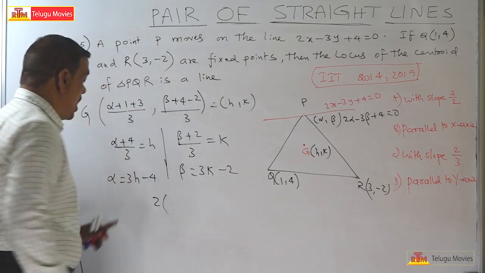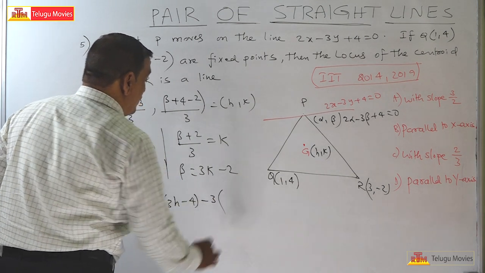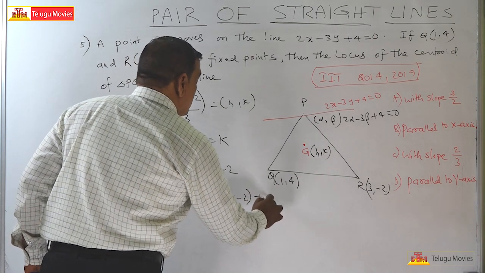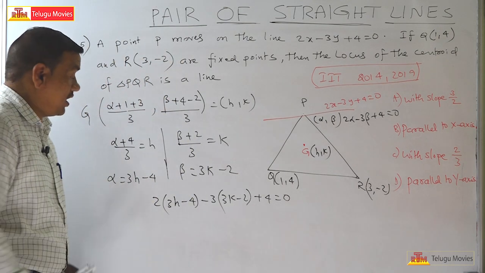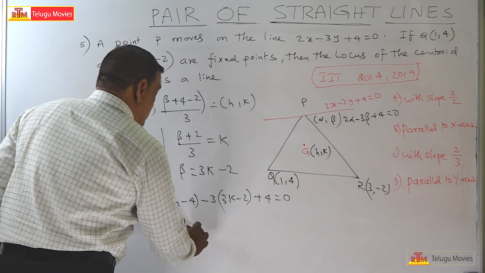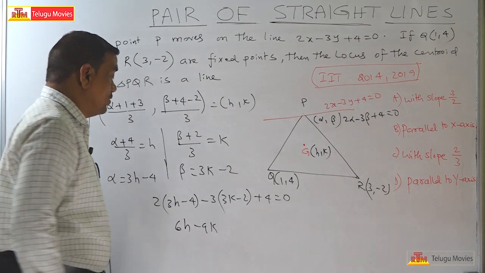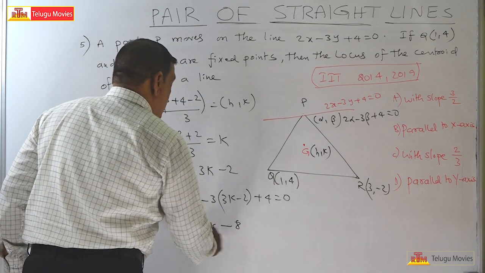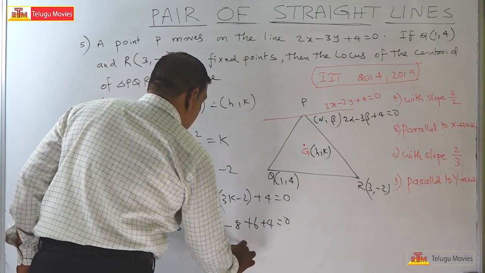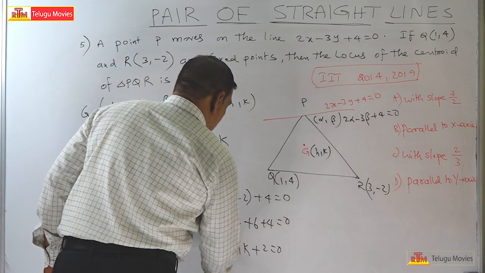Therefore, 2 into alpha. Alpha means how much? 3h minus 4, minus 3 into beta, which is 3k minus 2, plus 4 is equal to 0. Okay, now you calculate this. So, this is equal to 6h minus 9k, minus 8 plus 6 plus 4 is equal to 0. So, 6h minus 9k, and 6 plus 4 is 10, so this is equal to plus 2 is equal to 0.